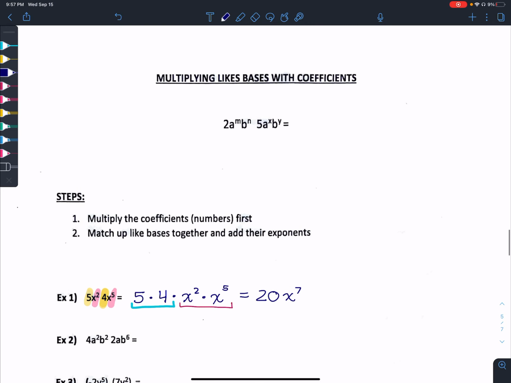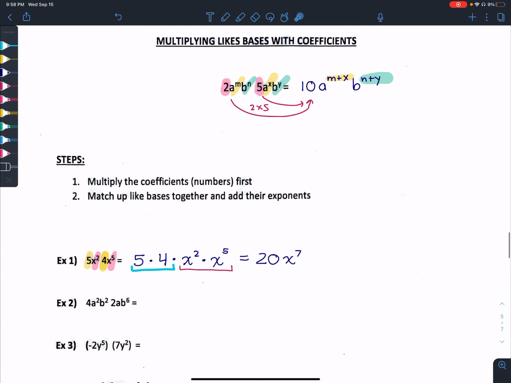So for our rule here, we're going to have 10 a^(m+x) b^(n+y). So the 2 and the 5, that's what got us our 10. 2 times 5. And the a to the m and a to the x, that's where the m plus x came from. B to the n, b to the y, that's where the n plus y came from. Okay.